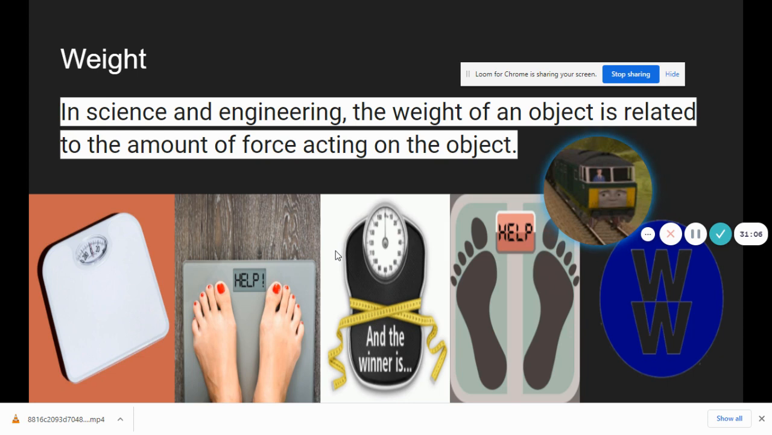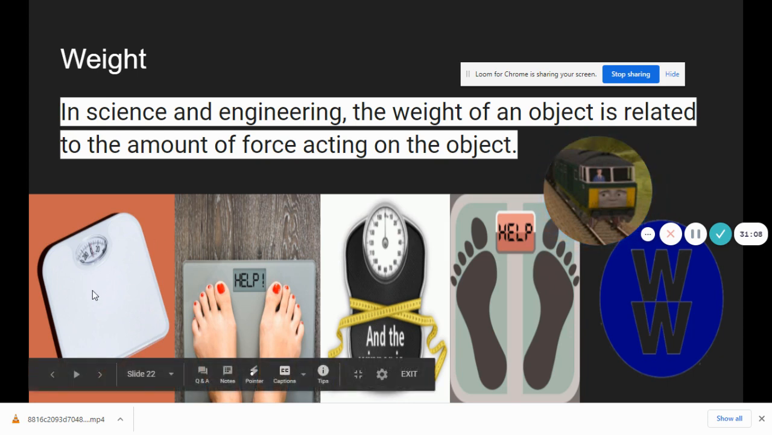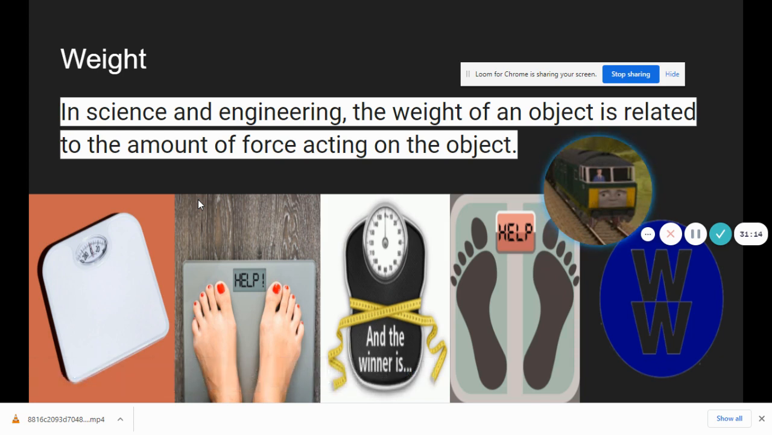Okay, so just like this, for example, you have to know what your weight actually is, and how tall you are. You're growing so much when you're a little kid, and you might grow some more when you're getting older.